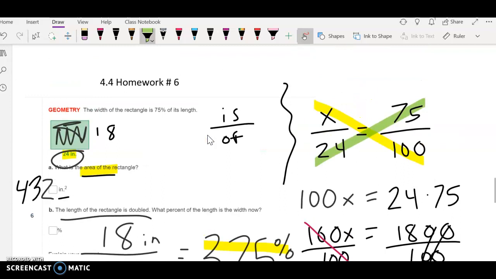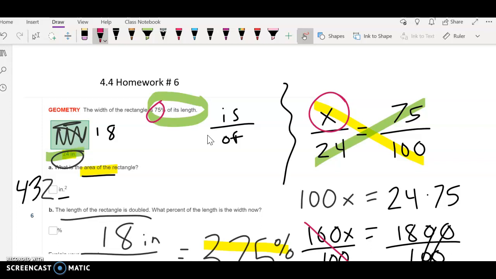Lastly, I just want to go over again why we were able to solve this with the is over of on letter A. It says the width of the rectangle is 75% of its length. And so we didn't know the is, but we did know the of because it told us the is 75% of its length, and it gave us the length down here. So we knew the of, we just didn't know the is, which is this x here. And then we set it equal to 75 over 100 because it did tell us the percentage, and we know that percentages are per 100.